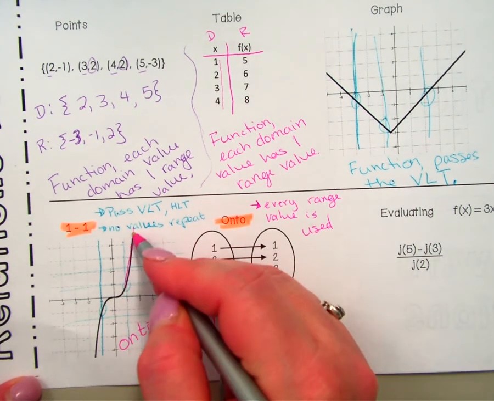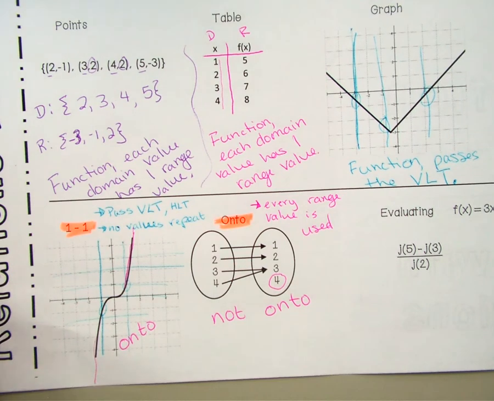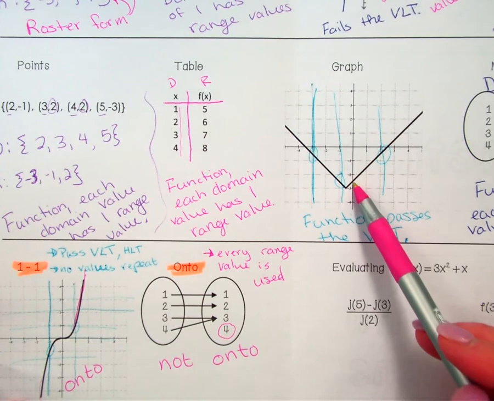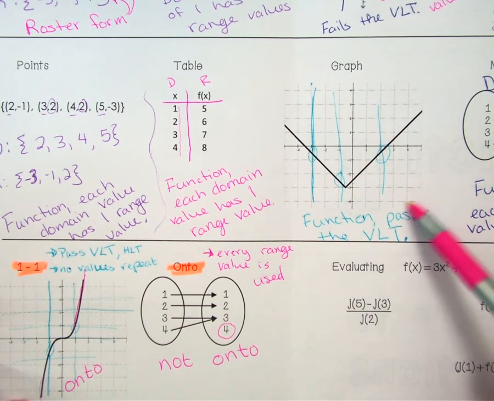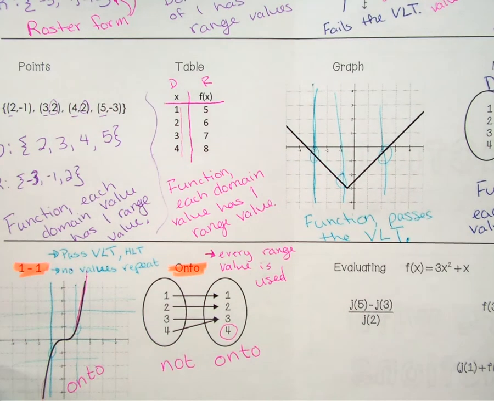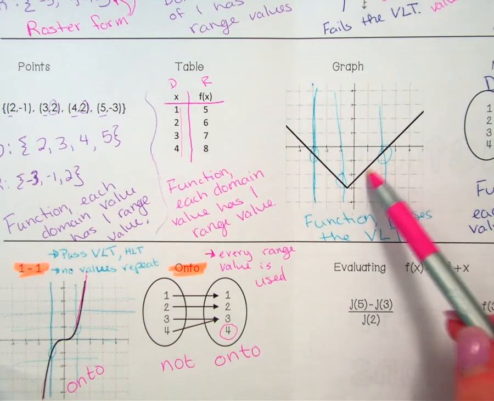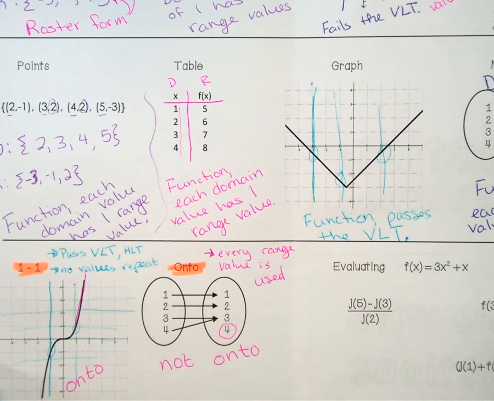This is telling you it's going to keep going up forever. This is going to keep going down forever. It will use every range value possible. But for example, my absolute value graph up here, this is not onto because these range values below your vertex are never going to be used. They're possible, you could use them, but this graph doesn't. So this graph is not going to be an onto graph.